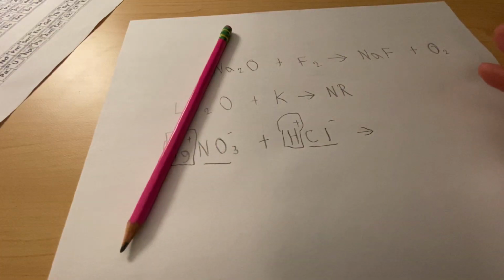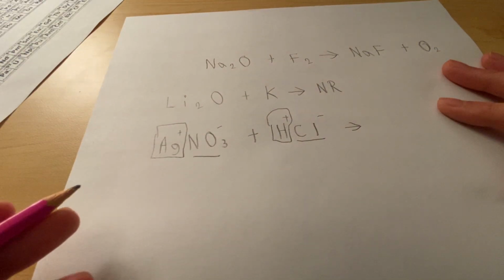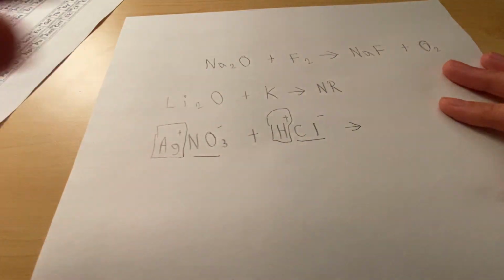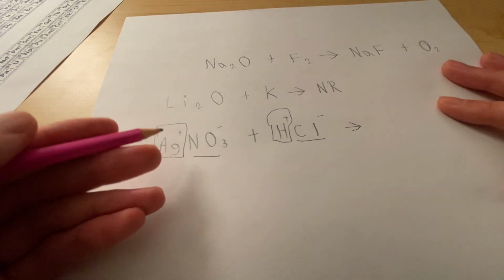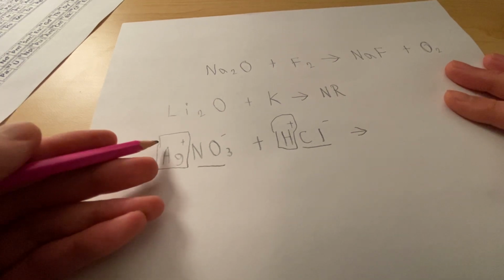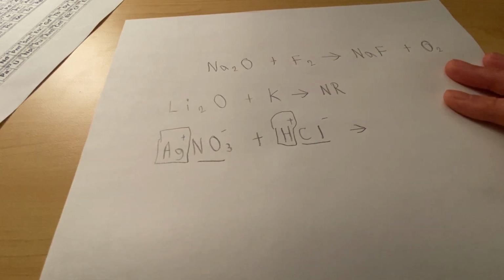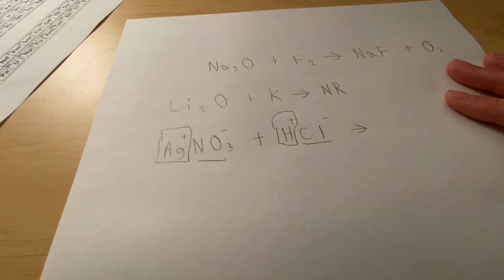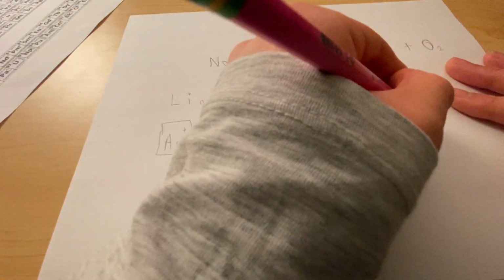In double displacement reactions, the anions and cations will switch places. So silver is going to combine with chlorine and hydrogen is going to combine with nitrate. The charge of silver is 1+, so keep that in mind. It's 1+ and not 2+. Chlorine's a minus, so it's going to become silver chloride, plus hydrogen's a plus, nitrate's a minus, so nitric acid.